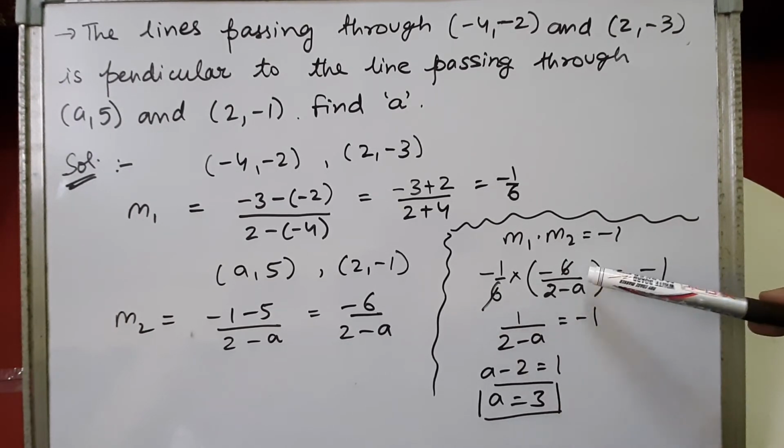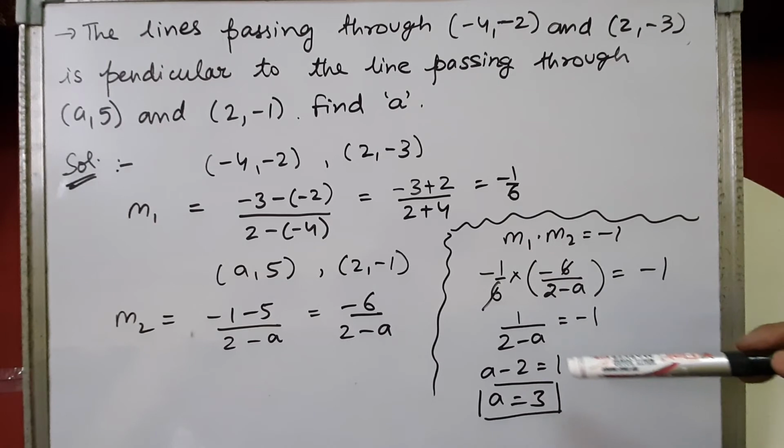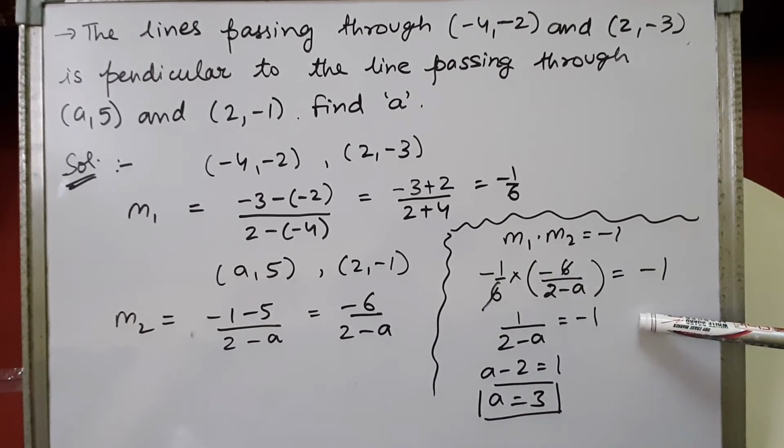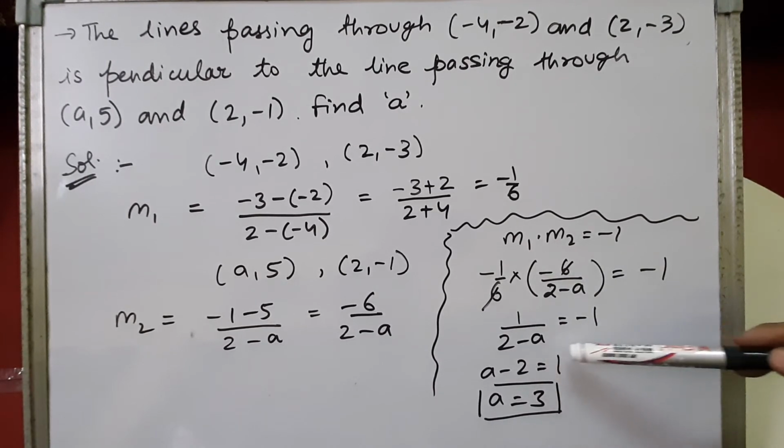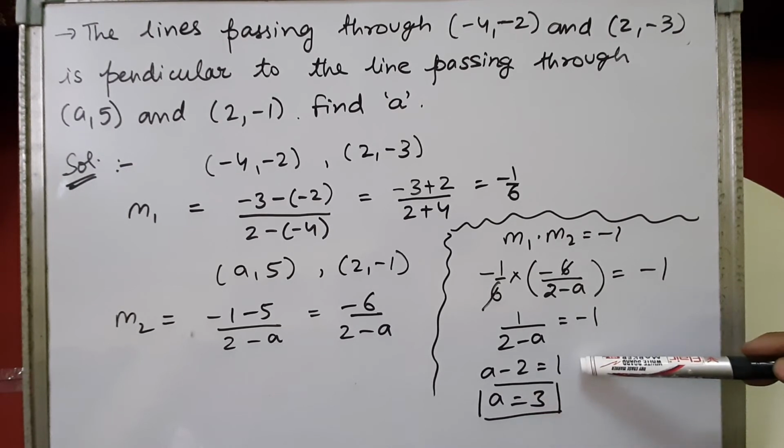this 6 and 6 will get cancelled. Minus into minus will be plus, so 1 upon 2 minus A equals minus 1. When we cross multiply, 2 minus A will become A minus 2 equals 1. So the value of A will be obtained as 3. Alright children, please note down the solution.